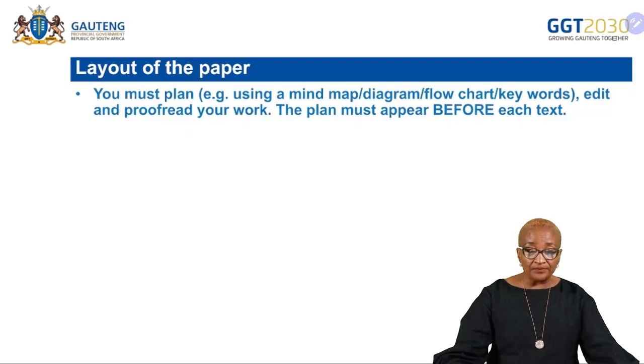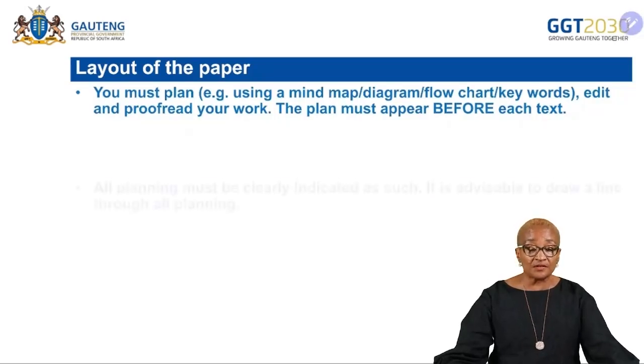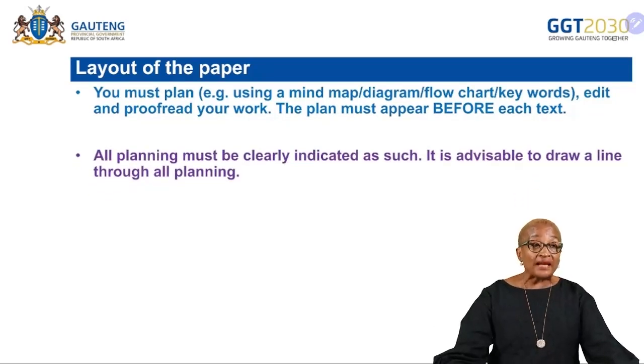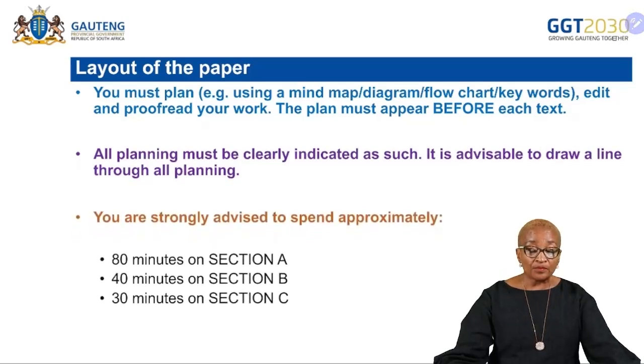You must plan your work. You've got to edit your work and proofread your work. The plan must appear before each task. All planning must be clearly indicated as such. It is advisable to draw a line through all planning. You are strongly advised to spend approximately 80 minutes on section A, 40 minutes on section B, and 30 minutes on section C.